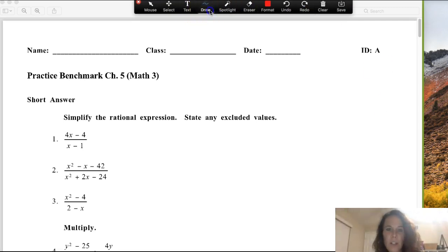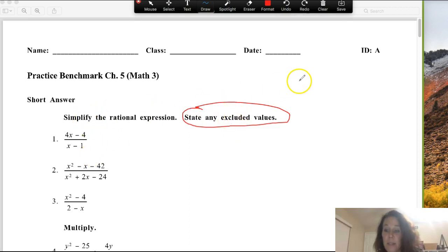We are working on rational expressions in this first problem. We're going to state any excluded values. Remember, when you're working with fractions, you can never divide by 0. Rational expressions are like our fractions with variables.